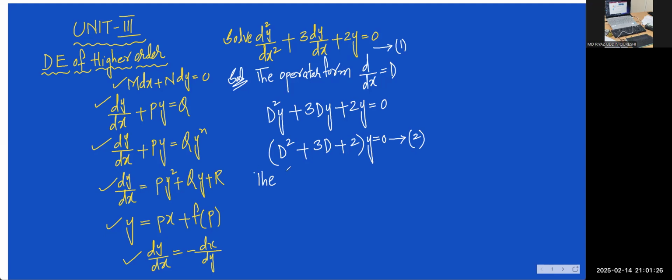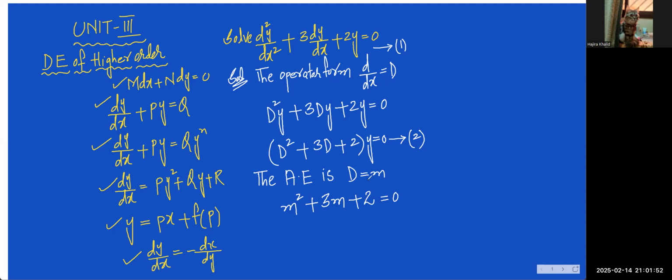The second step is the auxiliary equation, A.E. for short. The way is wherever we have capital D, we replace it with a small m. Then it becomes m square plus 3m plus 2 is equal to 0. The important point to notice here: when writing the auxiliary equation, we have to neglect this y. Now find out the roots of this.